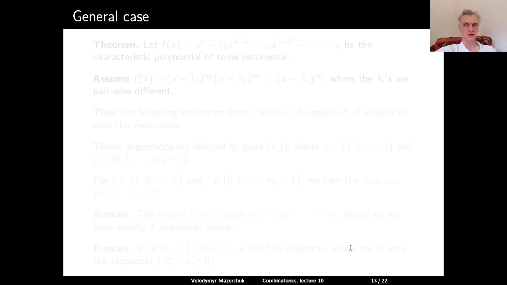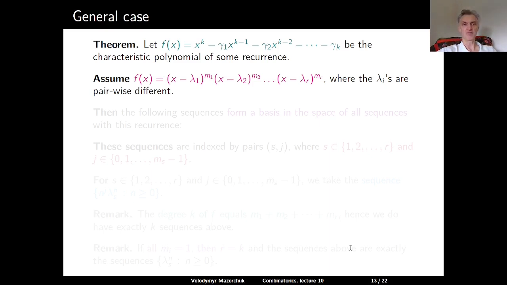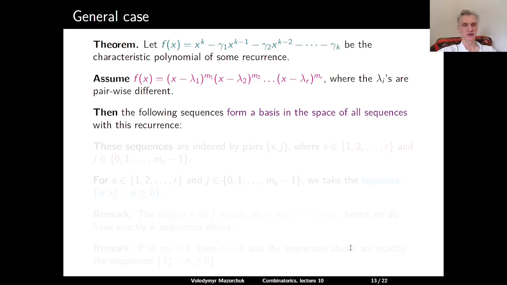Let us now also describe the theorem in the general case. So assume that we have a characteristic polynomial f(x) of some recurrence, and assume that f(x) decomposes into linear factors in the following way. So f(x) is equal to (x minus lambda_1) to the power m_1 times (x minus lambda_2) to the power m_2 times and so on, times (x minus lambda_r) to the power m_r, where the lambda_i's are pairwise different. Then the following sequences form a basis in the space of all sequences with this recurrence.